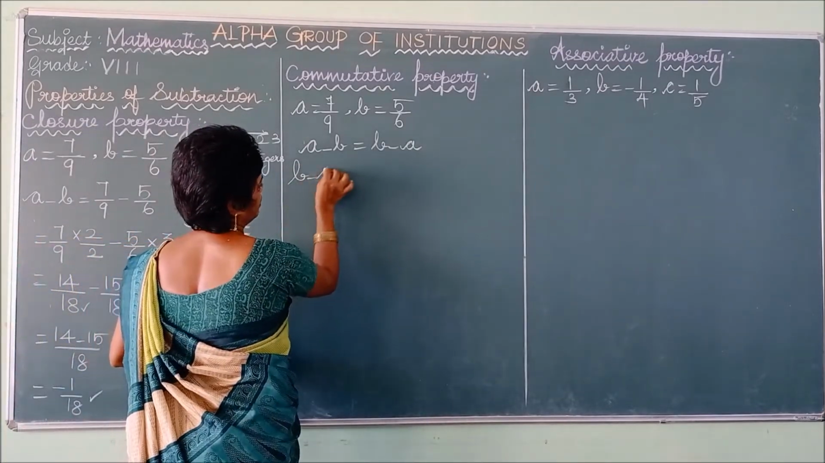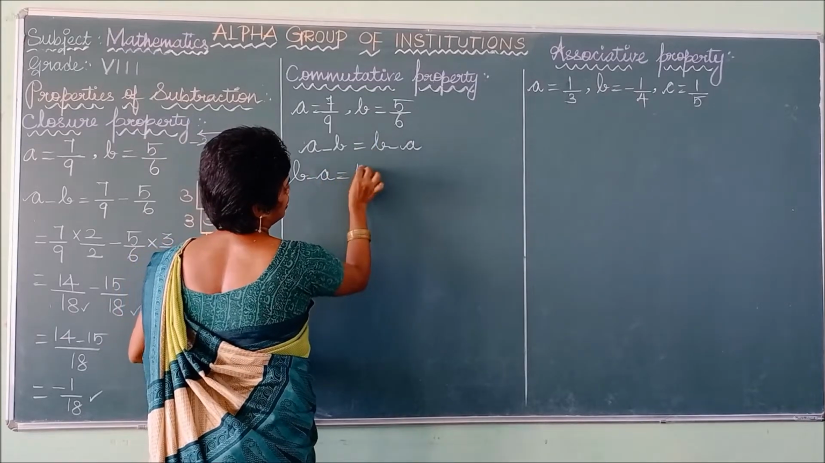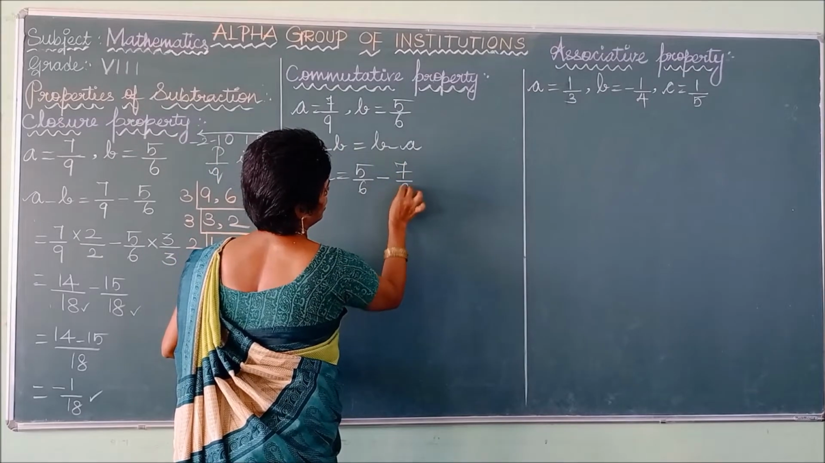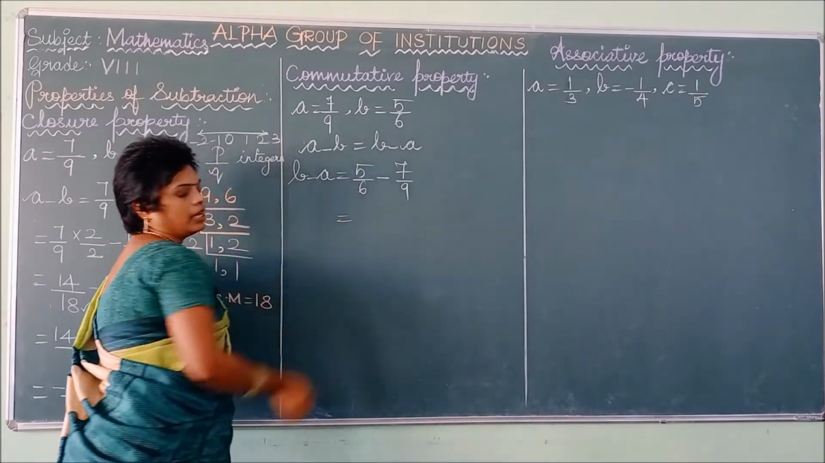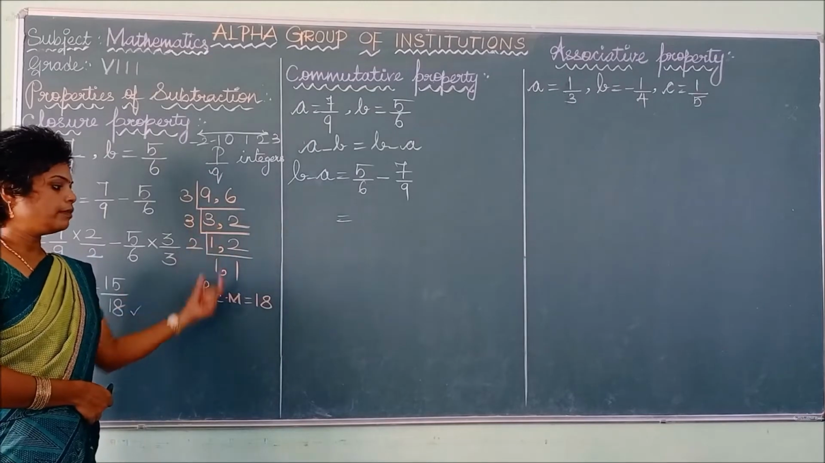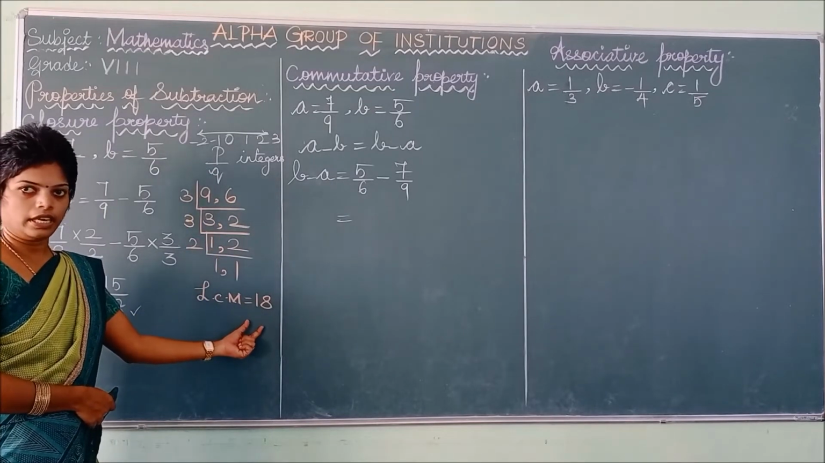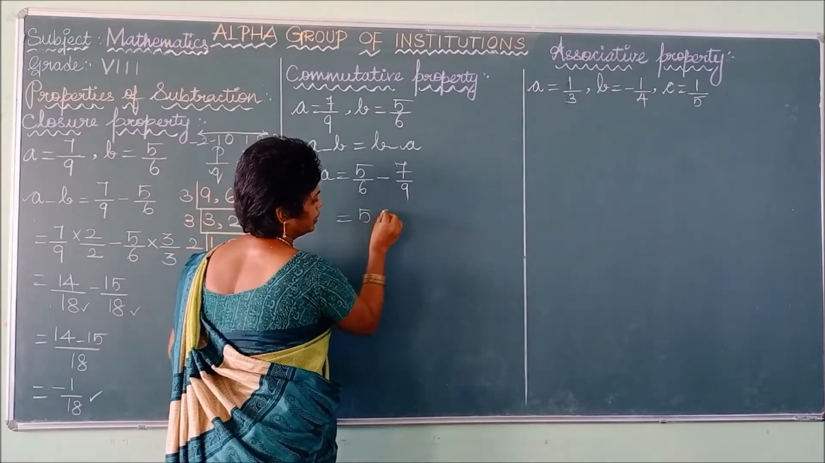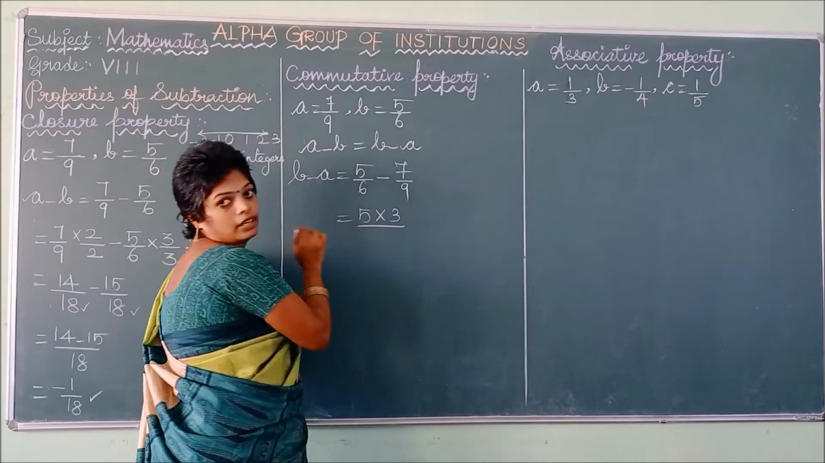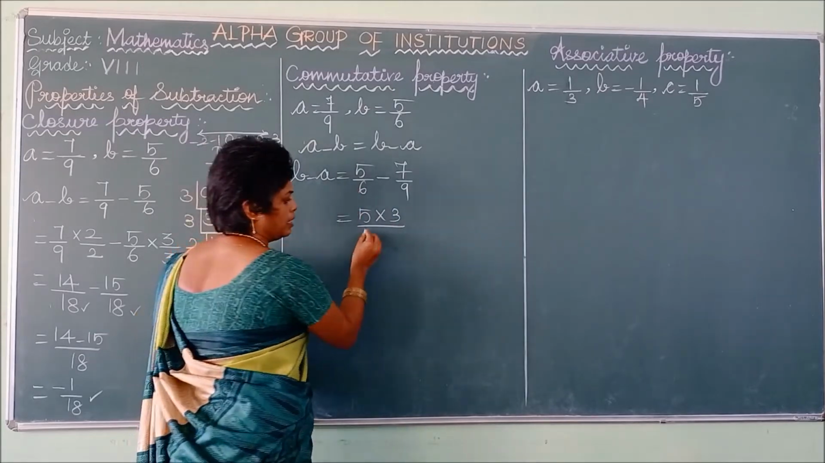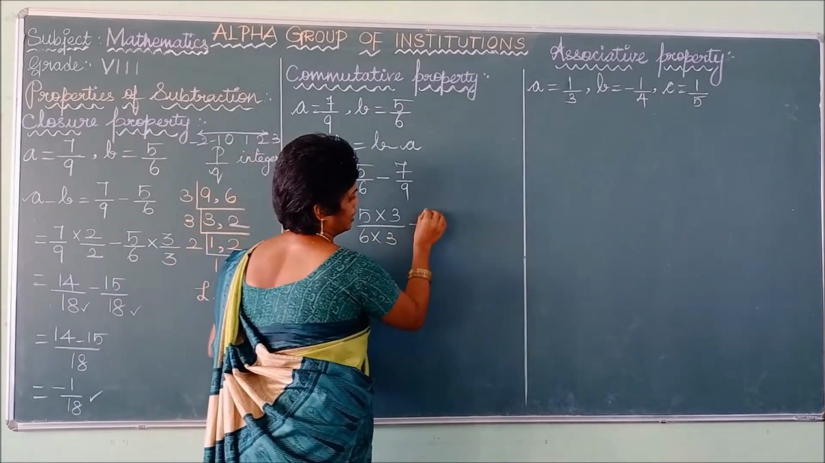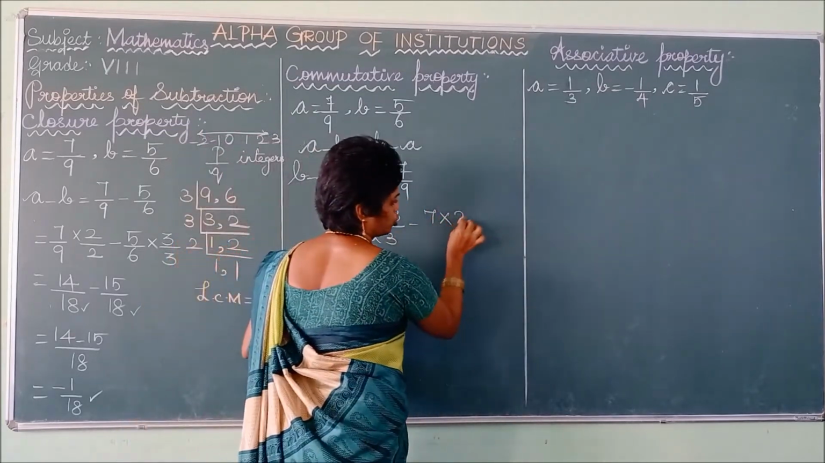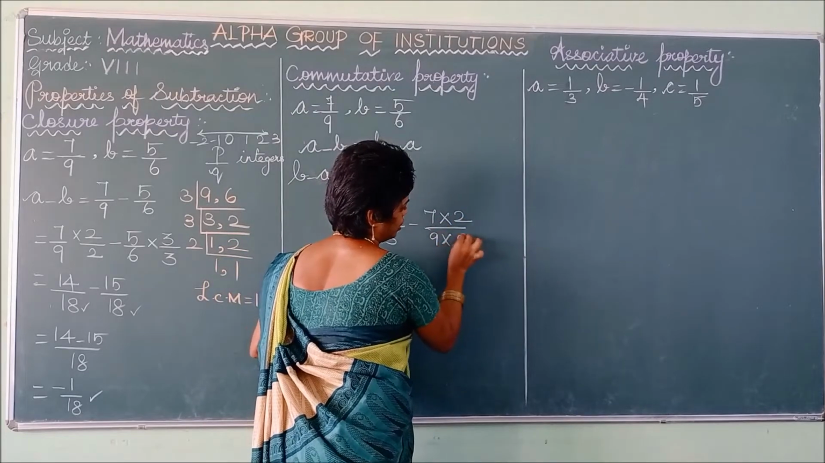So write b minus a. What is the value of b? The b value is 5 by 6 minus a value 7 by 9. Look, both the denominators are different. We can take the LCM; we have already found the LCM as 18. So you can easily change it. When the 6 changes into 18, if you multiply it with 3, the denominator changes to 18. So 6 into 3 minus 7 into... when this 9 changes into 18, if you multiply it with 2, 9 into 2.